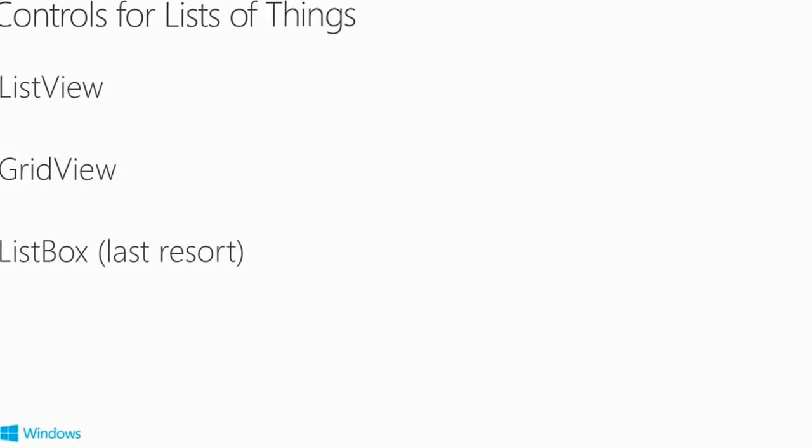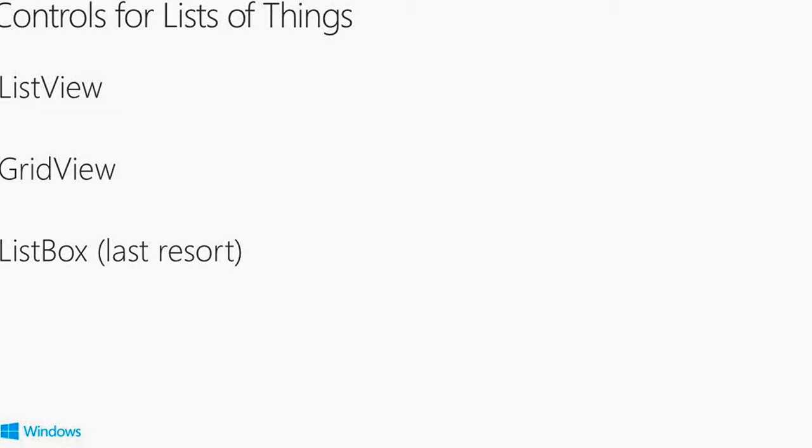So the first kind of control we have is a list view, and this is going to be just straight up and down lists of objects. Grid view is going to render to the side and then wrap around. We'll look at a little bit of that. There still is a list box. If you are a Silverlight developer or a WPF developer and you've used a list box for nigh on 6 years, it's still there, but it doesn't have all the capabilities that we have with list view and grid view.